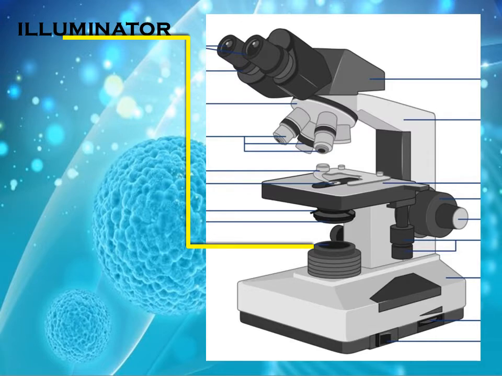The illuminator is the light source for a microscope. Older microscopes use mirrors to reflect light from an external source up through the bottom of the stage. However, most microscopes now use a low voltage bulb.